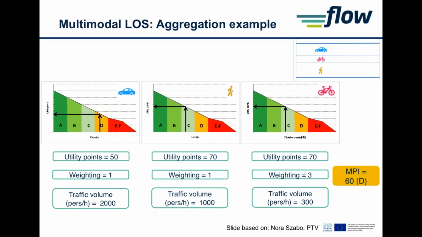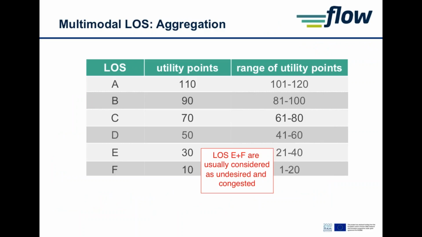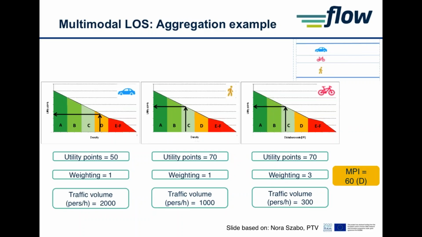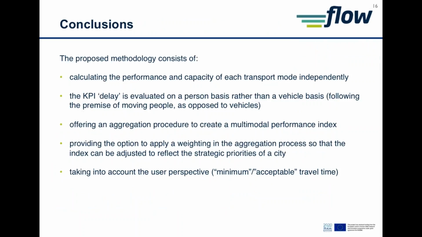Then we have this weighting factor, which is hypothetical. We put emphasis on the bicycle. We have also the traffic volumes given as a second weighting, and that would lead to a multimodal performance index. You can see this in the orange block on the right hand side of 60 utility points, meaning this is LOS D, as you can read here in this table. Yeah, and that's the methodology that we developed.